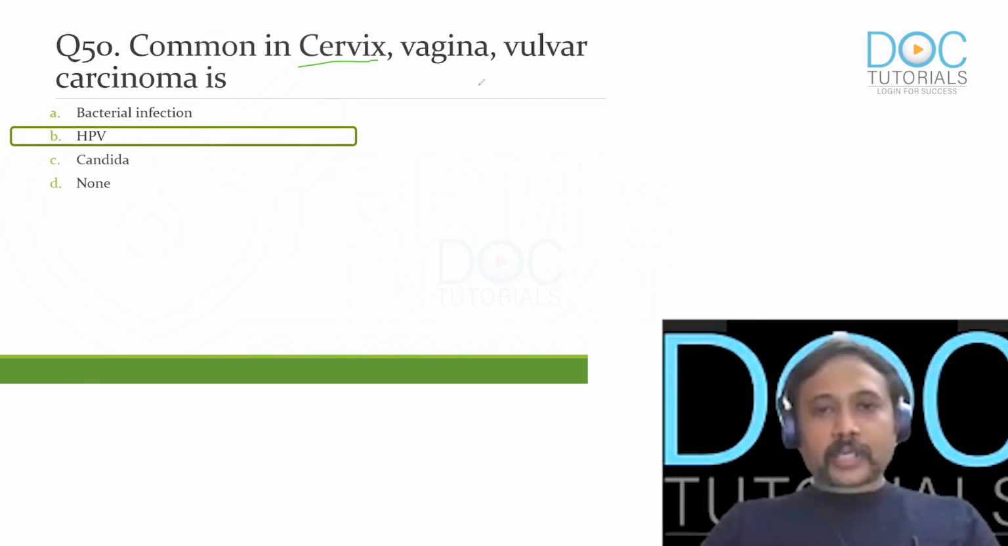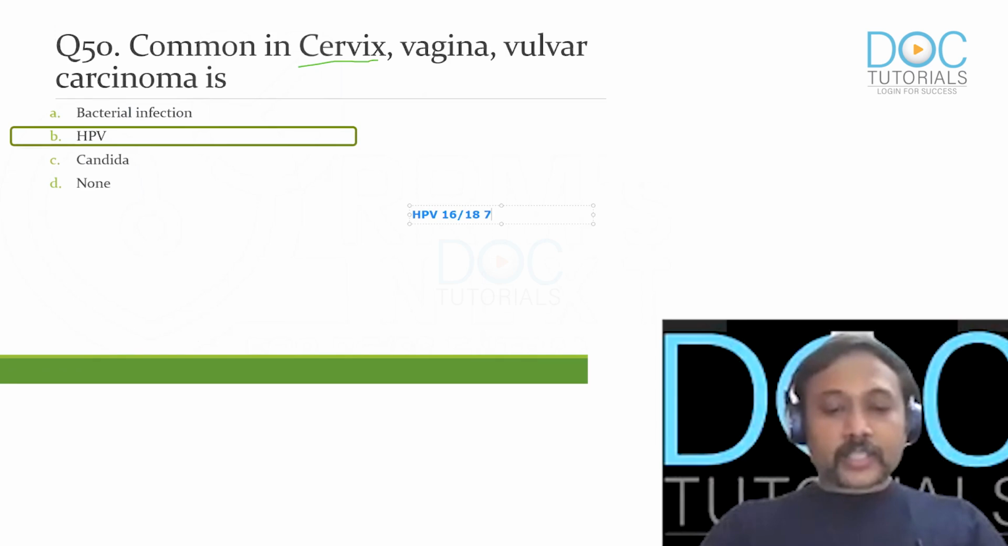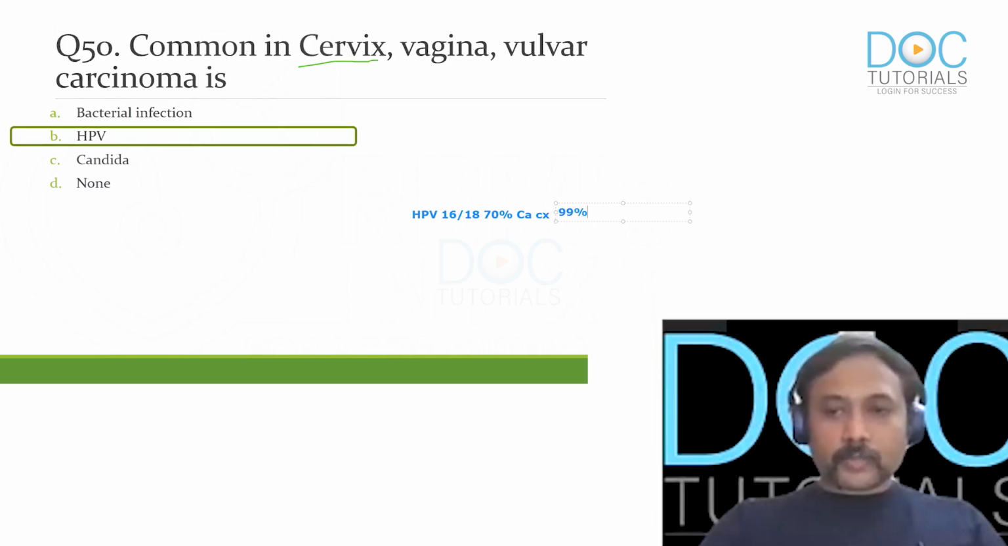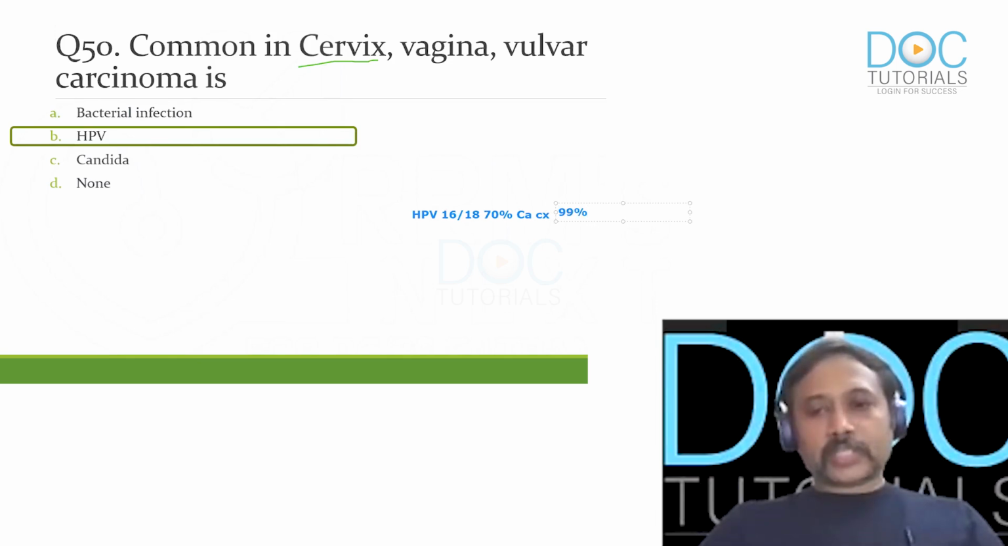Okay, so the correct answer that we are looking for here is, in patients with cervical cancer, you find that it is almost 99% related to HPV. So HPV is an essential factor. HPV 16 and 18, if you ask separately, are found in 70% of CA cervix. On the other hand, as a whole, if you look at CA cervix, that number is going to be 99%.